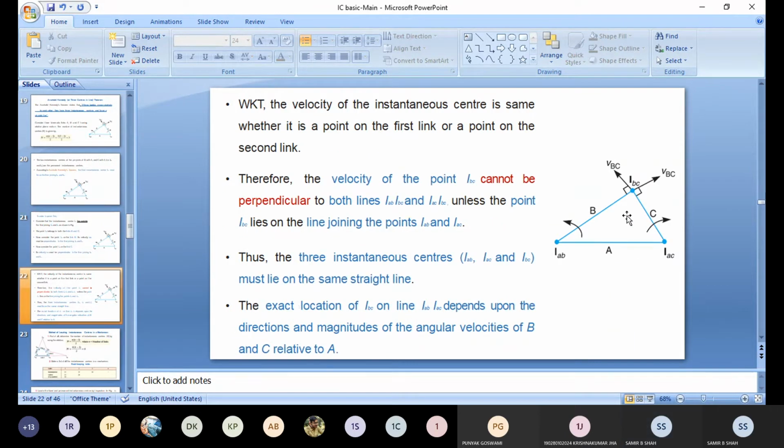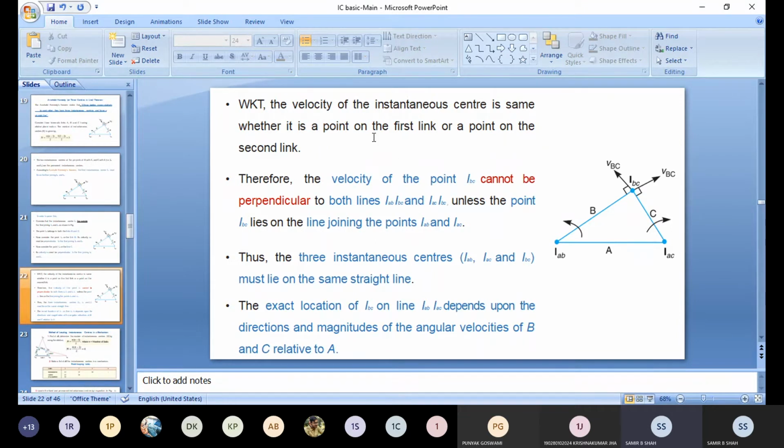So we can say that the velocity of IBC is the same whether it is a point on the first link or a point on the second link. Either it may be on this line or on this line, but we are getting the same velocity, that is VBC, both times.